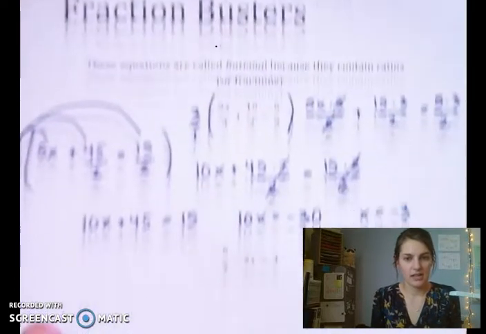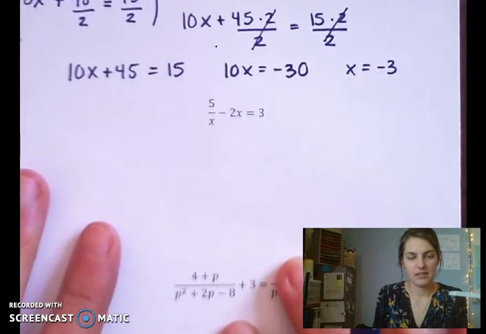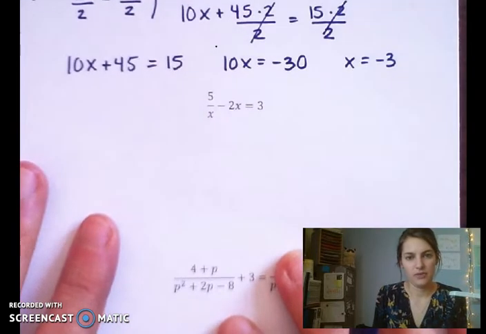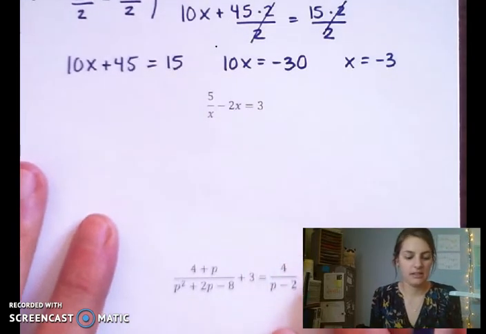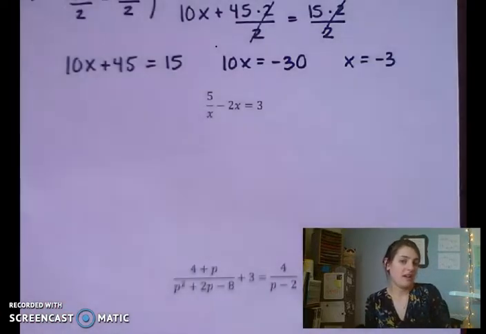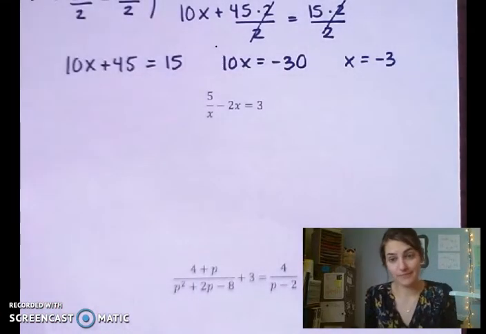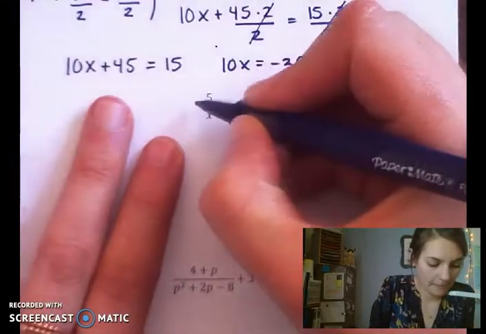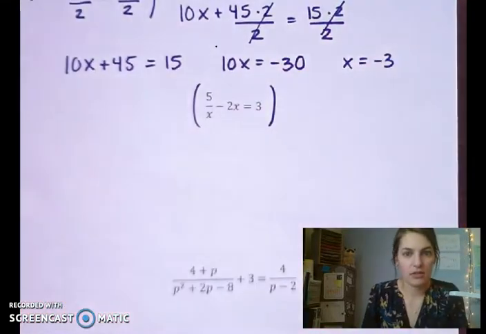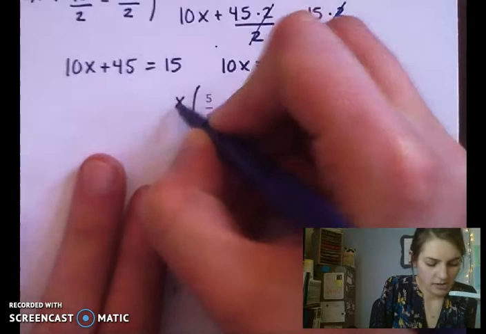Let's try this one. We only have one denominator that needs to be canceled out, but it's an x, so I bet you can guess where this is going. The whole equation, we're going to multiply it through by an x.